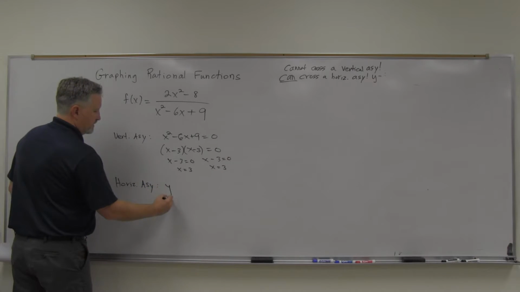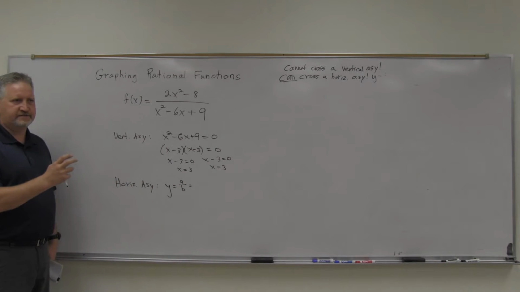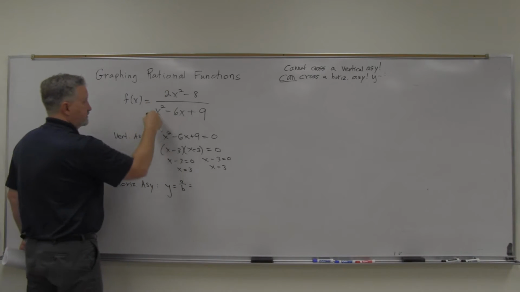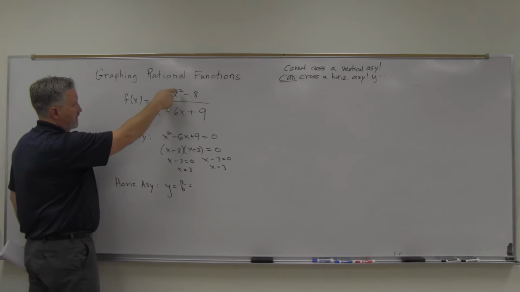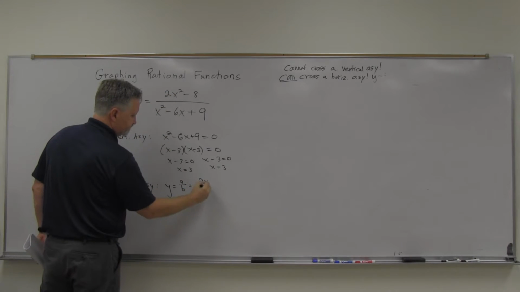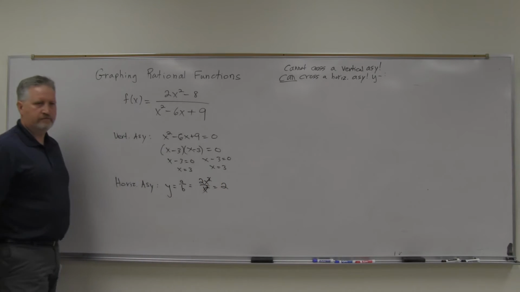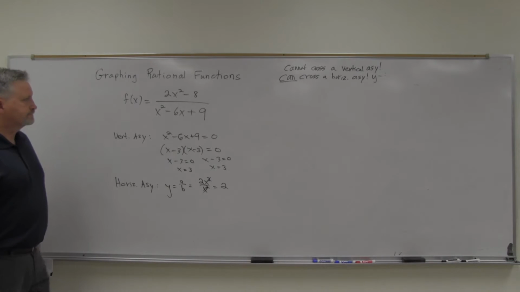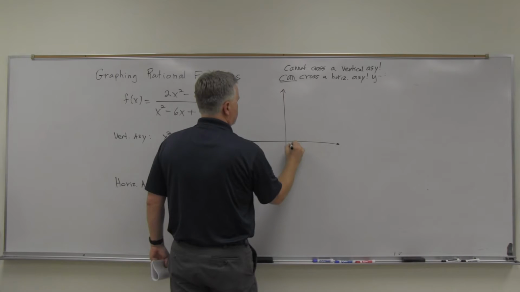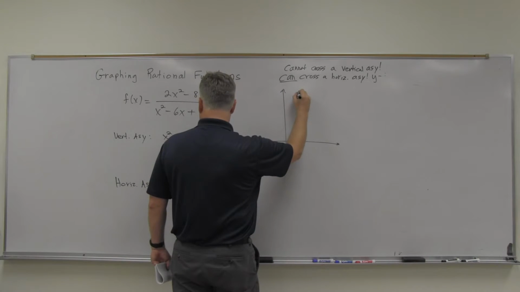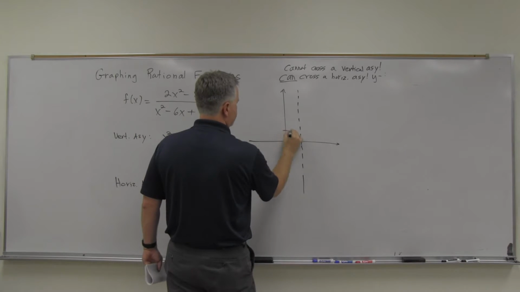We do our y = a/b thing, where a and b are just the leading coefficients. So you've got 2x² over x². We have matching degrees; as long as those are equal, this works. So 2x² over x² is just going to be 2. Y = 2. Put those up here. 3 is the vertical, 2 is the horizontal.